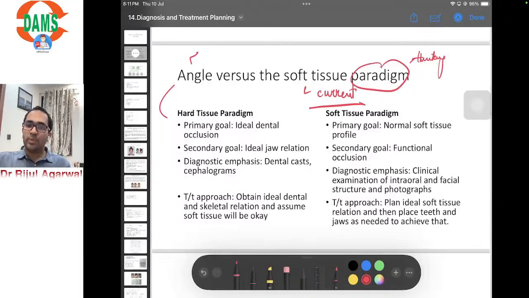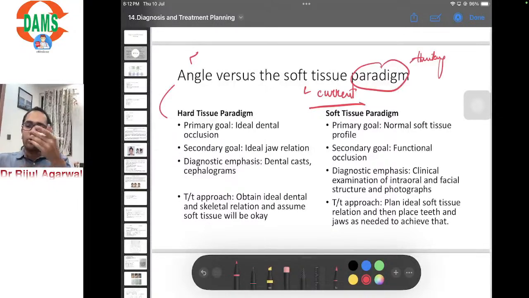Whereas in the soft tissue paradigm, the primary goal was to have a normal size soft tissue profile. Now the current thinking, if you have gone to certain aligner companies, is that they advocate non-extraction treatment. Why? Because we orthodontists have seen that inadvertent extraction leads to a disjointed profile later in life. When the soft tissue grows and there is lip lengthening, there is drooping.